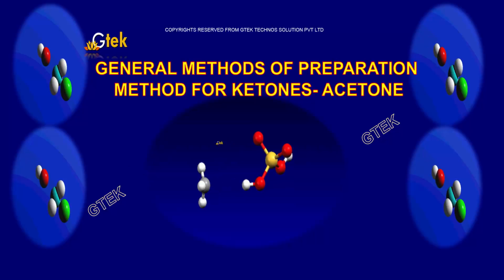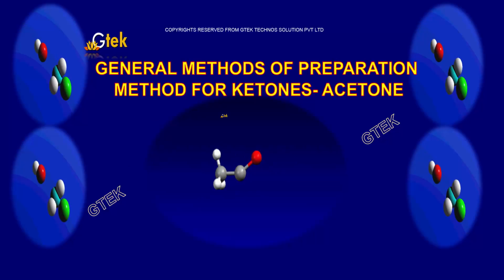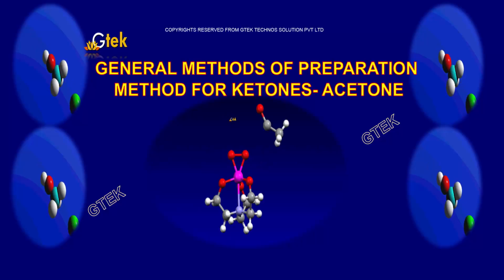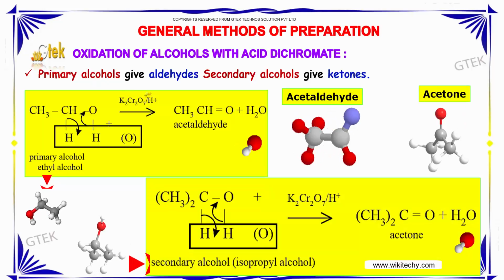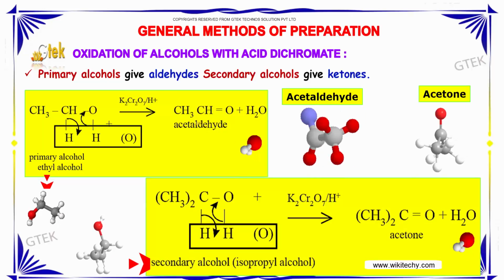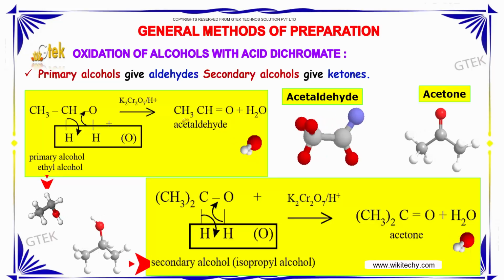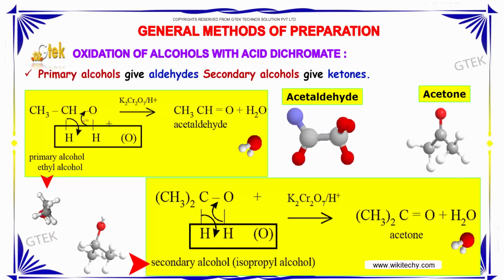In this unit, we will be studying the general methods of preparation for ketones, mainly acetone. Primary alcohols give aldehydes, whereas secondary alcohols give ketones. That is because of the number of acidic hydrogens, or the alpha hydrogens, present in the compound.